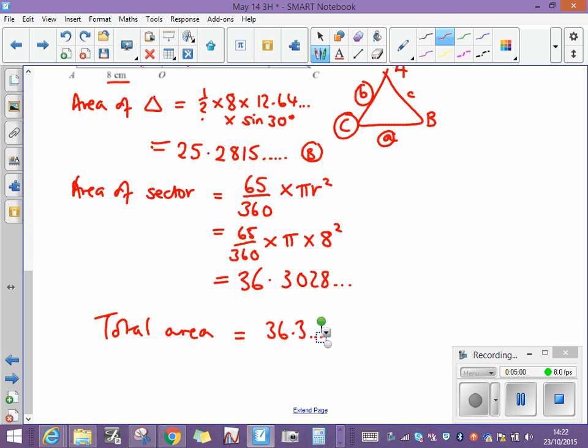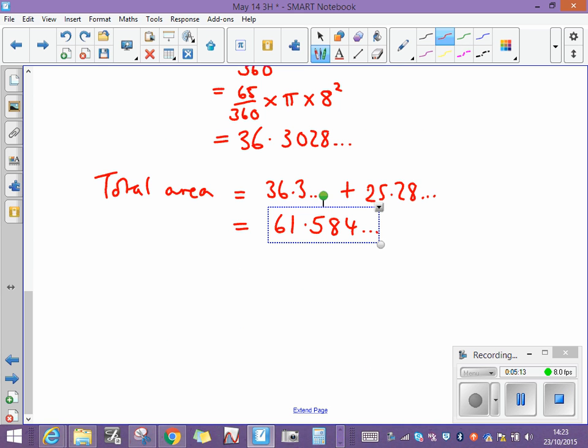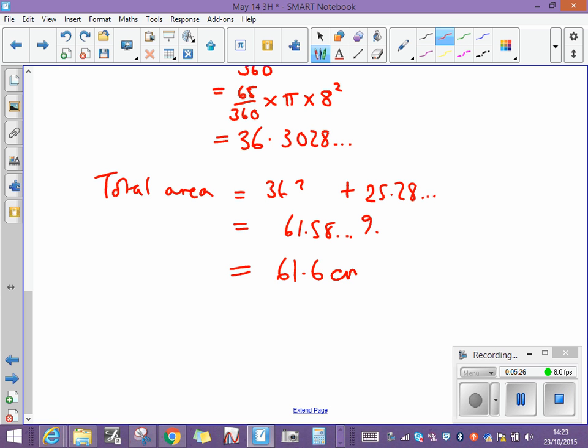If I now, to find the total area, all I need to do now is add that 36.3 there, which I add to the 25.28, which I've saved. Make sure both of these numbers are 100% accurate. You end up with 61.584, and the question asks for 3 significant figures. So I'm going to cut off after the 5, sorry, that was 61.58. Cut off after the 5, I get 61.6 centimetres squared.